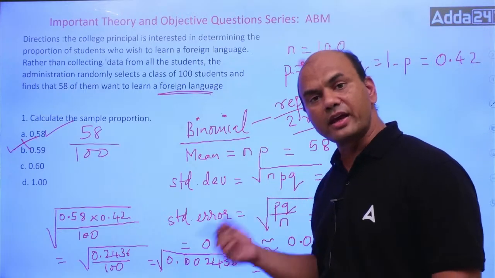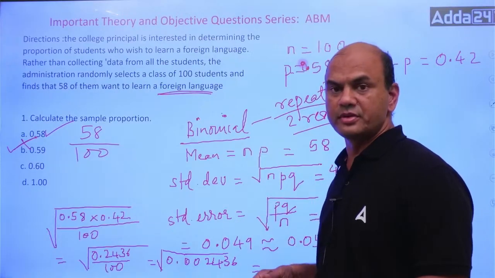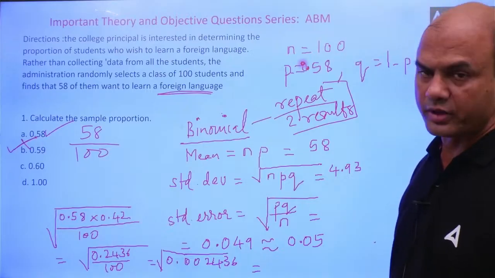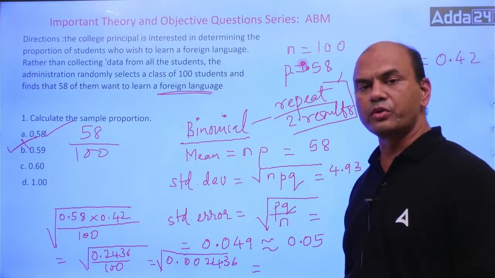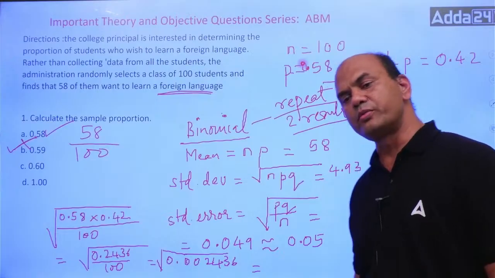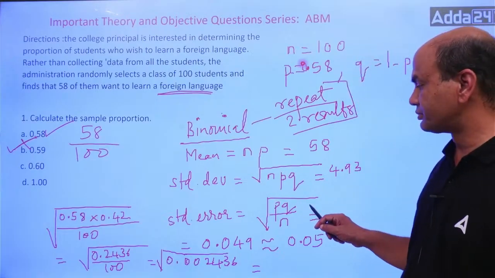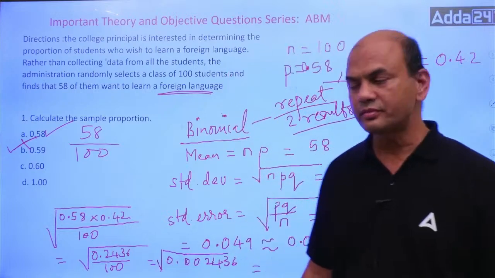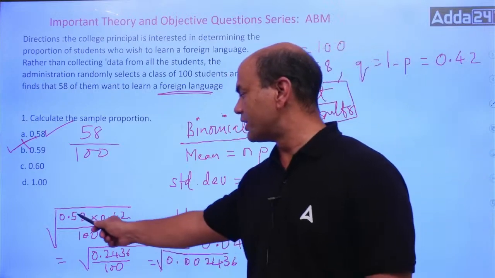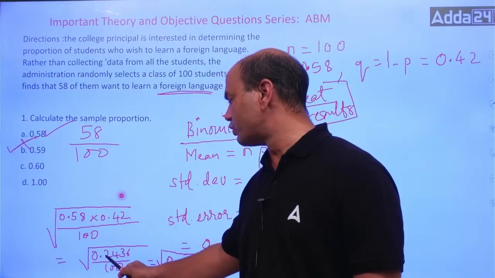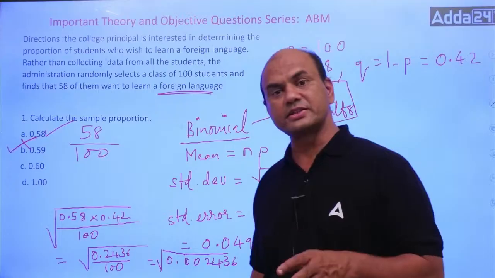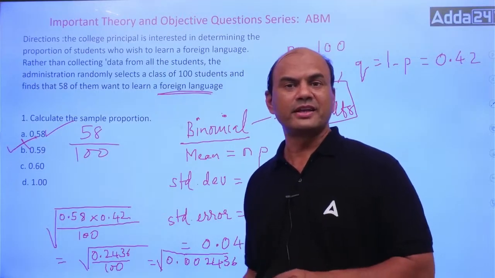Next is standard error. That is also asked in the exam. Root of PQ upon N. So P means what? 0.58. What is Q? 0.42. So root of 0.58 into 0.42, the whole upon 100. N is 100. Find the square root. This multiplication you get as 0.2436. Everyone, let me see in the comment section from your side. See, at exam you have to give.